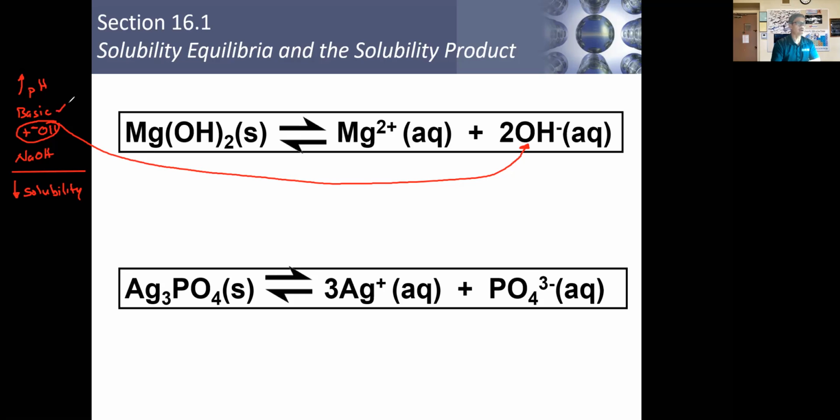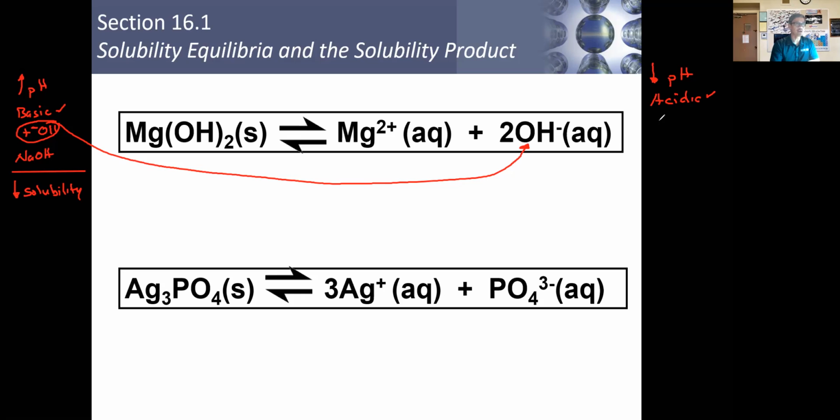Okay? All right, what if we do the opposite? What if we lower the pH, which means we're going to make the solution more acidic? If we make this solution of magnesium hydroxide more acidic, what would happen to its solubility?